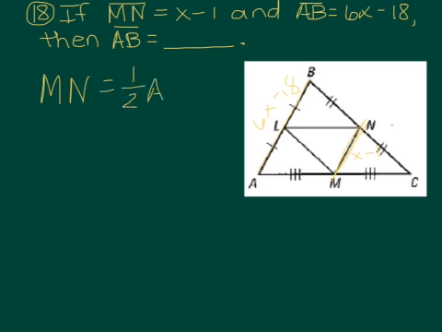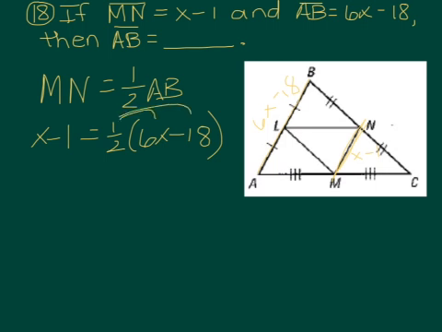So they gave us some algebraic expressions for those two segments. So we can substitute those expressions. MN is x minus 1. And AB, we're going to take half of it, is 6x minus 18. Then we can solve for x, and then we'll be able to find the length of AB. So I'm going to have to distribute with a half. Half of 6x is 3x, and half of 18 is 9. So I've got 3x minus 9 equals x minus 1.